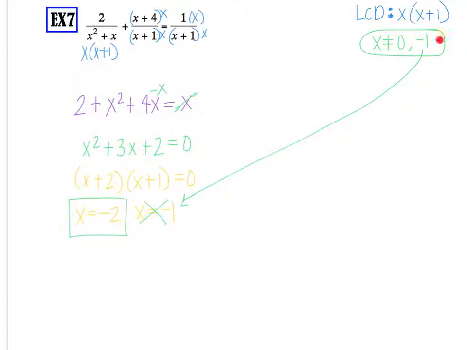But if you notice, up here, I had said that x cannot be 0 or negative 1, so I had to eliminate that. That was an extraneous solution. So my only solution is x equals negative 2.